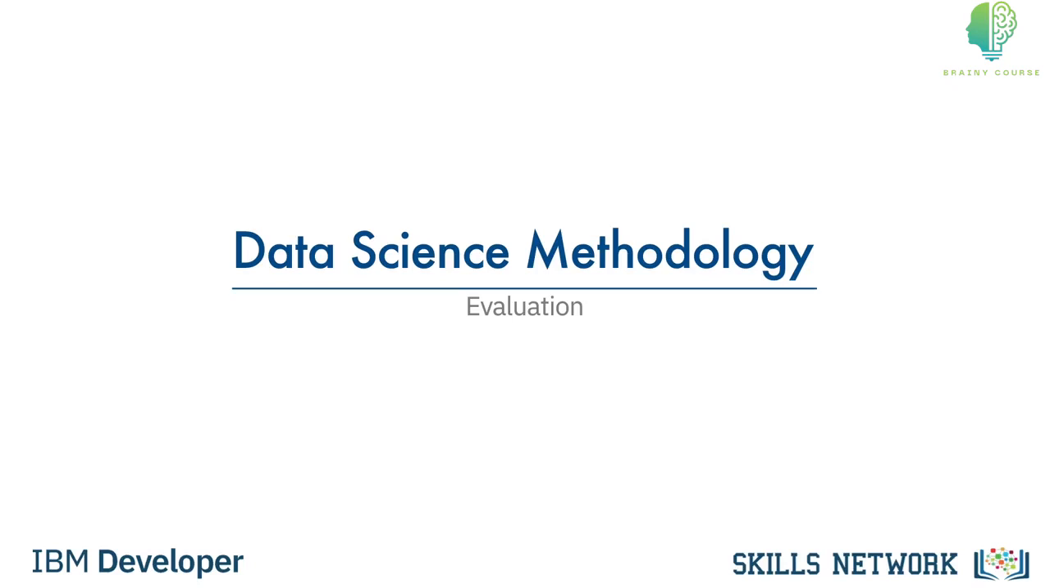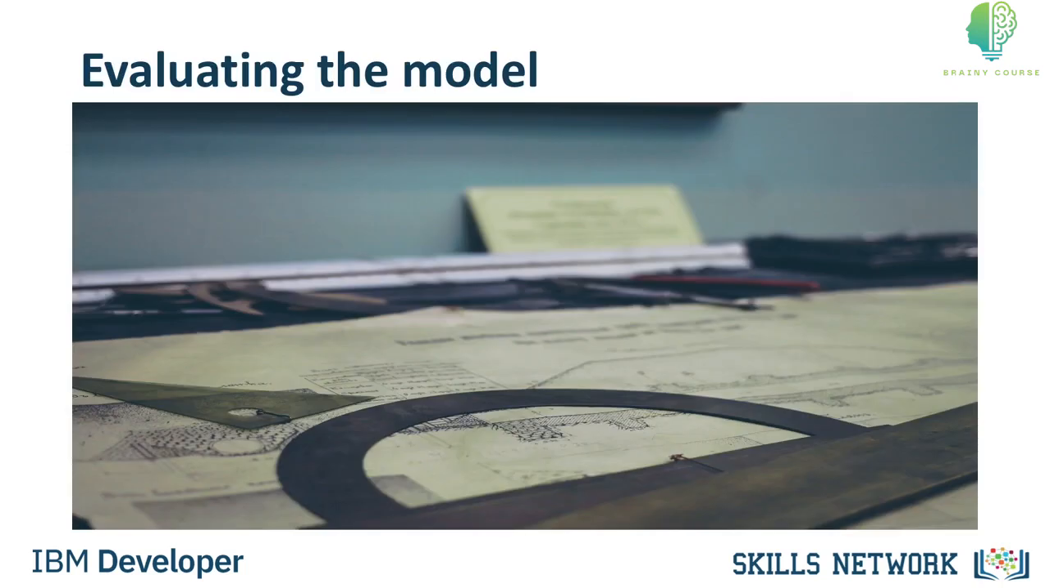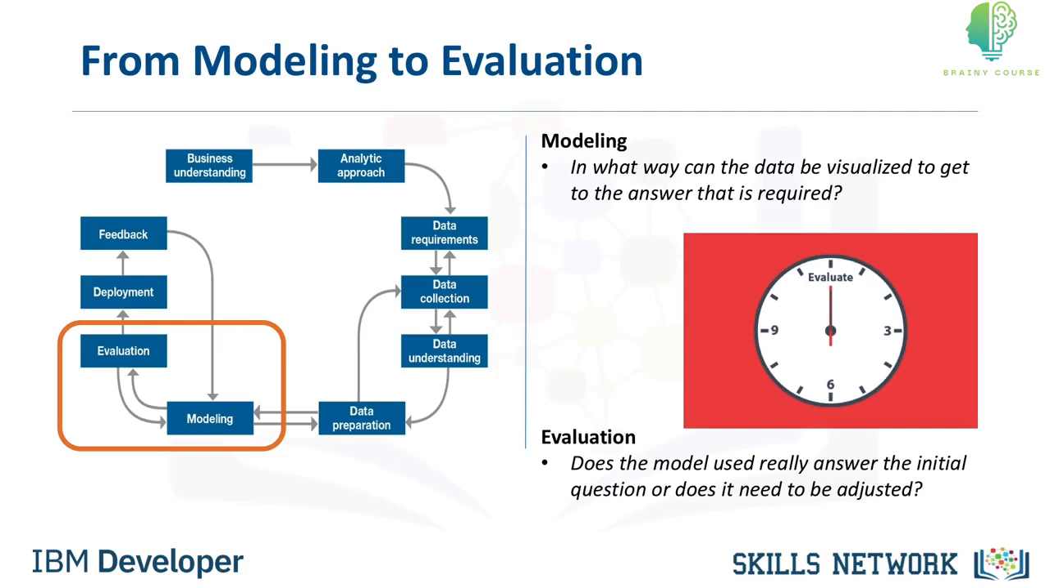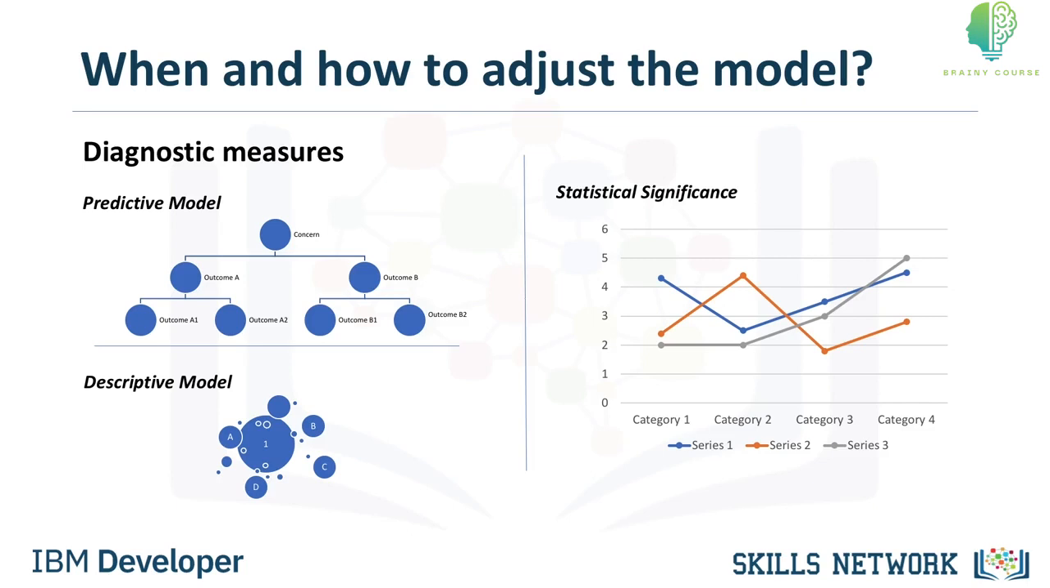Welcome to Data Science Methodology 101, From Modeling to Evaluation. Evaluation. A model evaluation goes hand in hand with model building. As such, the modeling and evaluation stages are done iteratively. Model evaluation is performed during model development and before the model is deployed. Evaluation allows the quality of the model to be assessed, but it's also an opportunity to see if it meets the initial request. Evaluation answers the question, does the model used really answer the initial question, or does it need to be adjusted? Model evaluation can have two main phases.